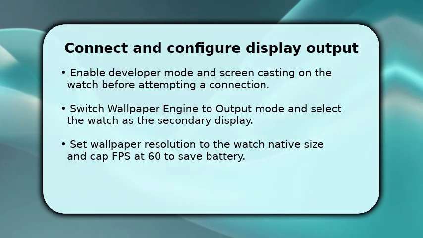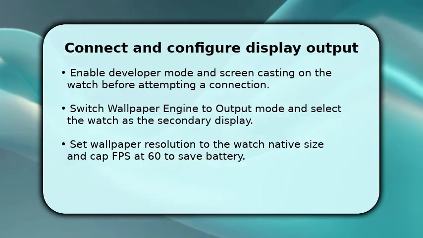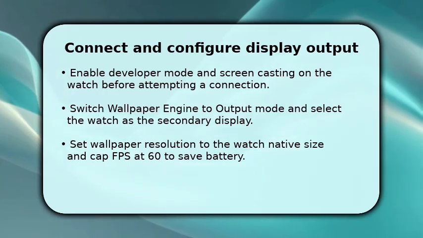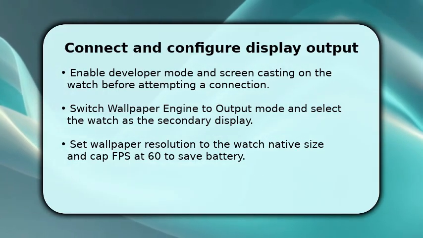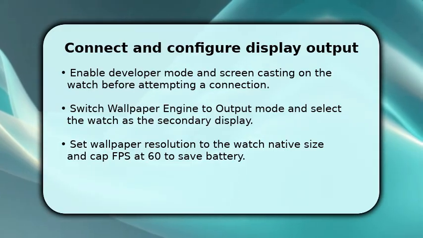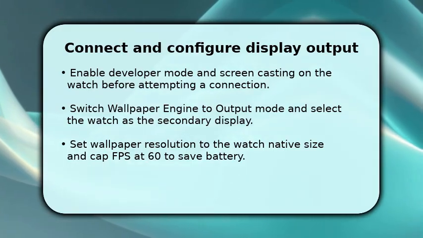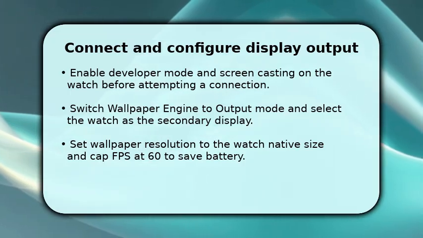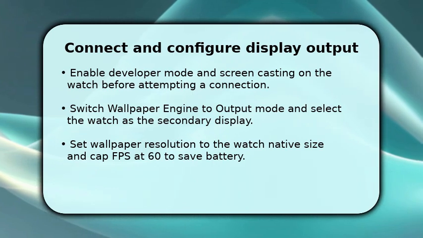Identify the watch listed as a secondary display in Windows Display Settings. Select the watch as the target output inside Wallpaper Engine. Match the wallpaper resolution to the watch native size to avoid scaling artifacts. Set a performance cap at 60 FPS to save battery and maintain stable playback on the watch.